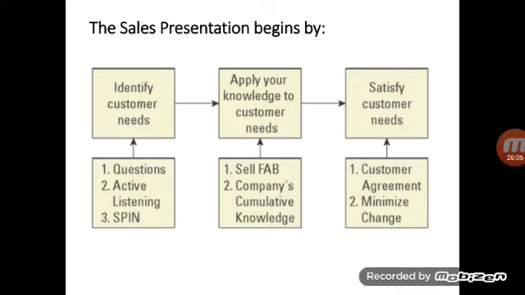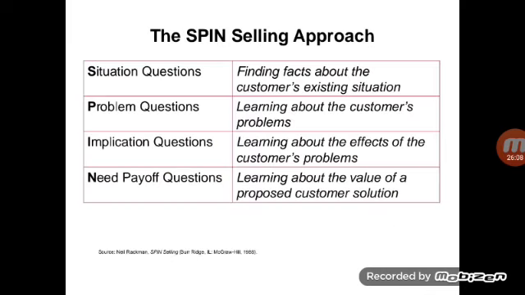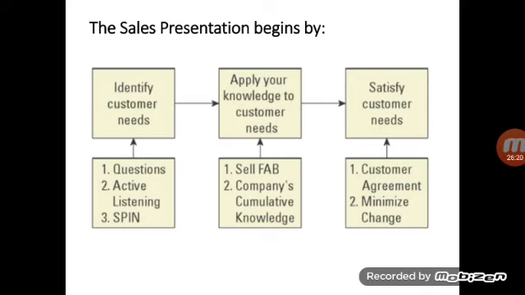And this is another approach that you can use, the SPIN approach. SPIN approach means where you use situation questions, problem questions, implication questions, need-payoff questions. So you can choose which type of question structure you want to use. After you know roughly what your customer's expectation is, why they are there, then you can apply your knowledge about your company's product and service. You can use your knowledge to help the customer find the solution.